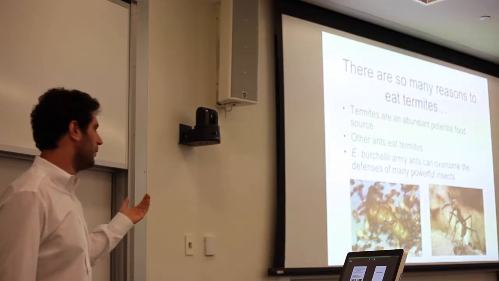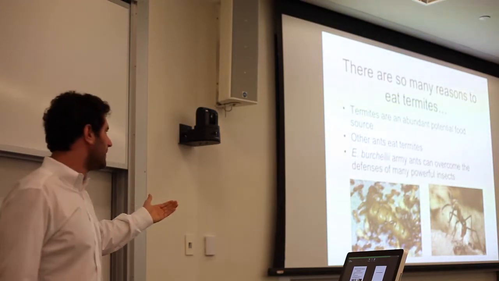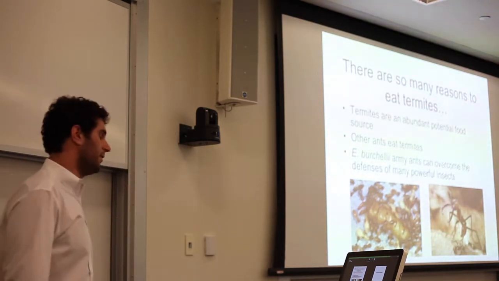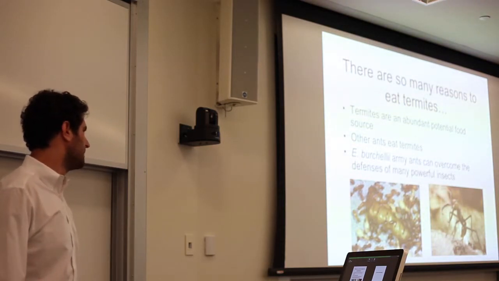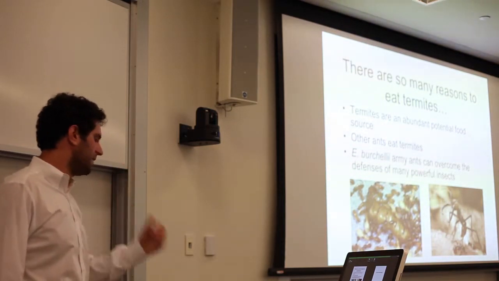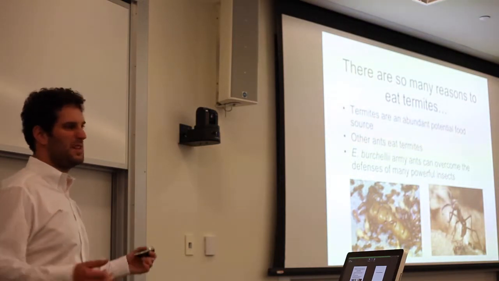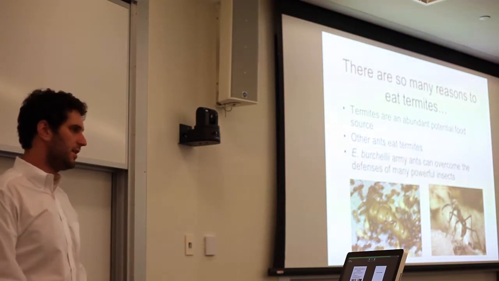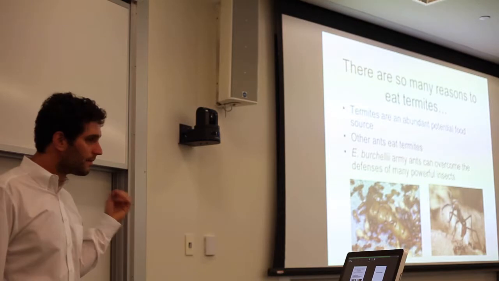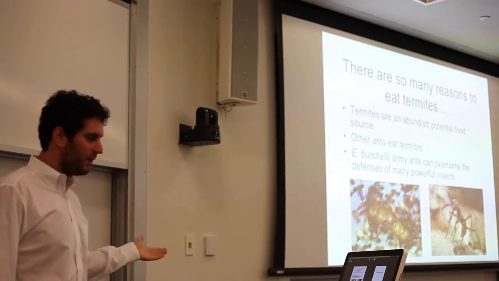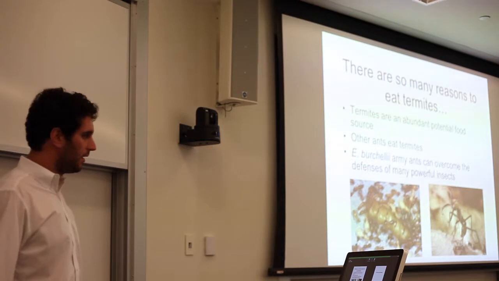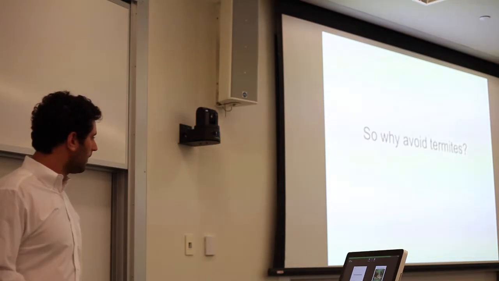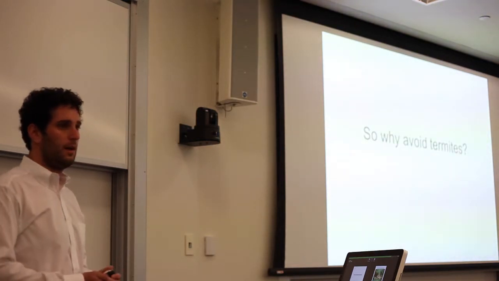Why avoid the termites? I mean, why not eat them? They're a super abundant potential source of food. They make up an enormous amount of the insect biomass in tropical ecosystems. Other ants eat termites. Why can't these guys? These are some of the most famous and deadly army ants out there. And acetonbercelli does raid other social insect nests. It eats primarily other ants, and it is able to overcome ant defenses. Ants are not helpless, and it could overcome defenses. So why, for these termites, why is it avoiding them?